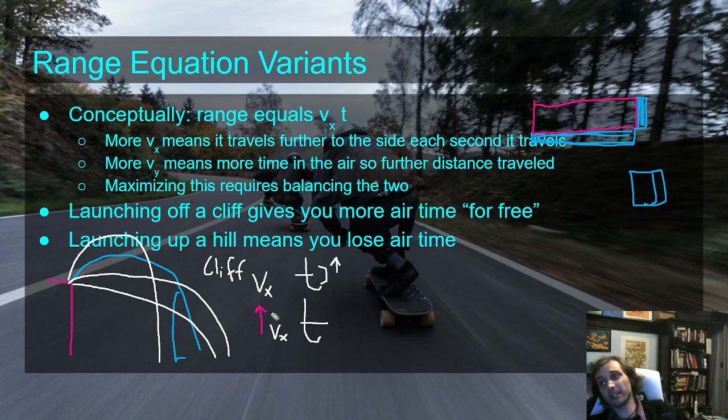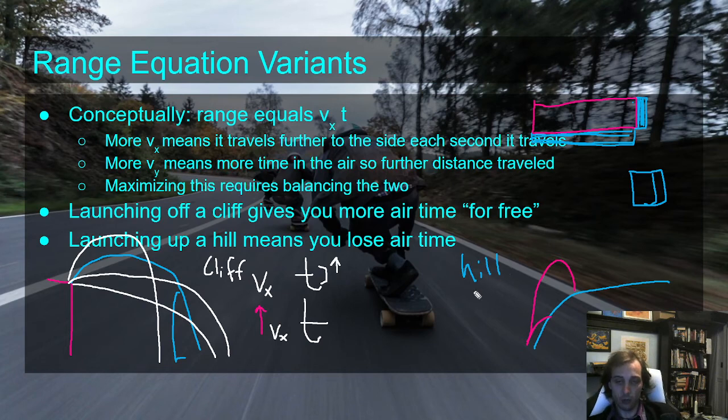The flip of this, or the inverse of this, is if you're launching up a hill. If you're launching up a hill, it'll look something like this, where this is your hill. And then when you do your launch, if you launch it basically straight up, versus if you launch it more to the side, you can kind of see it just smack straight into the hill.